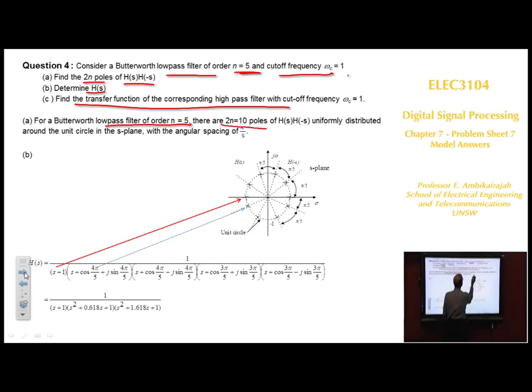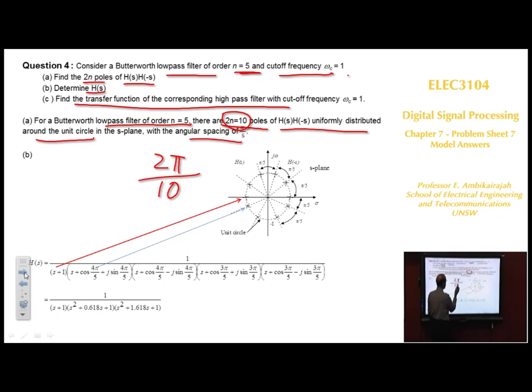So 2n will be 10 poles altogether. So 5 on this side, 5 on that side. And these will be uniformly distributed around the unit circle in the S plane with the angular spacing of pi over 5. So you will have altogether 10 positions. As I said, 2n is 10. So you go with angular spacing of pi over 5. So 2 pi is the whole thing, divided by 10 will give you pi over 5.